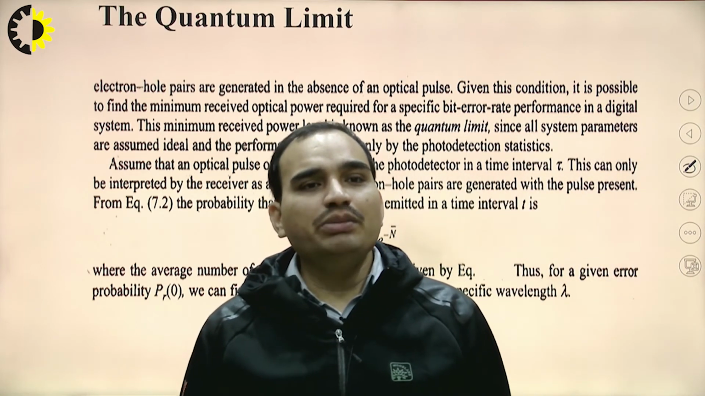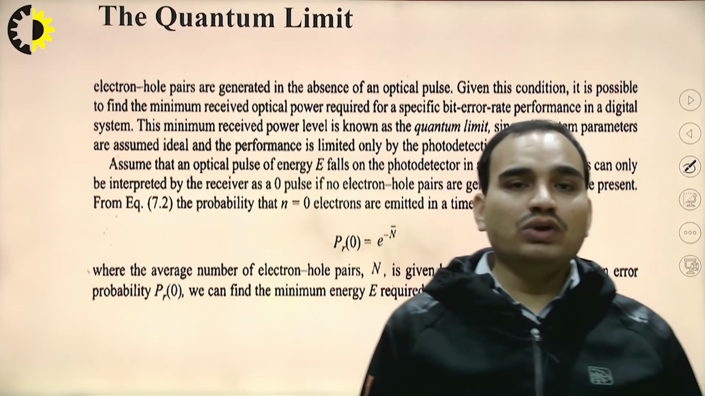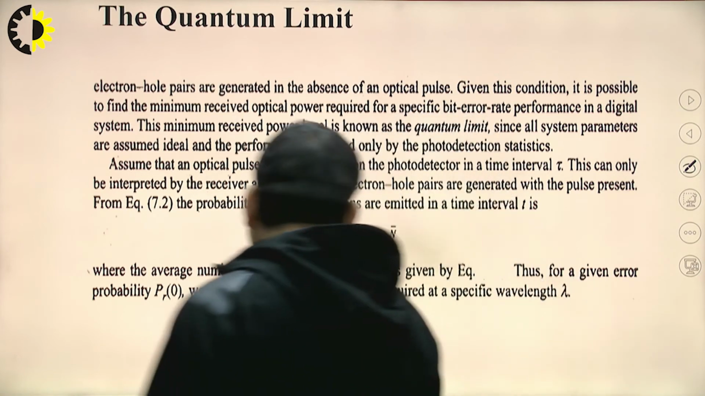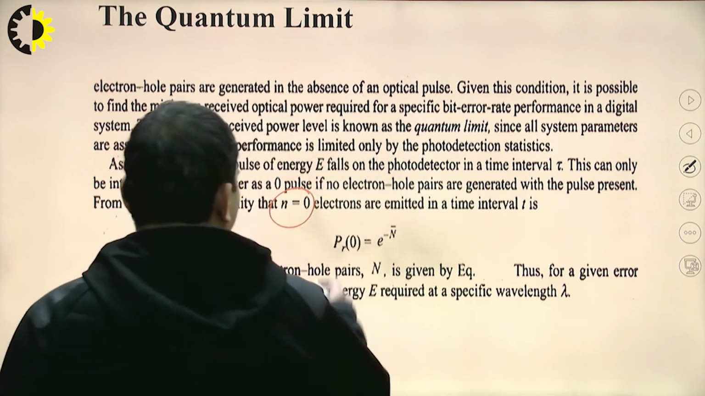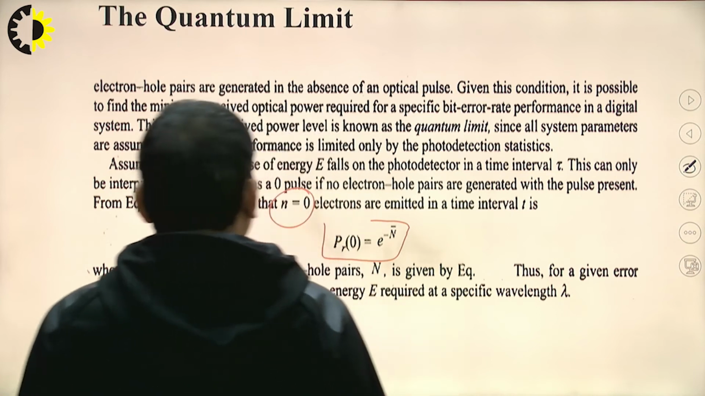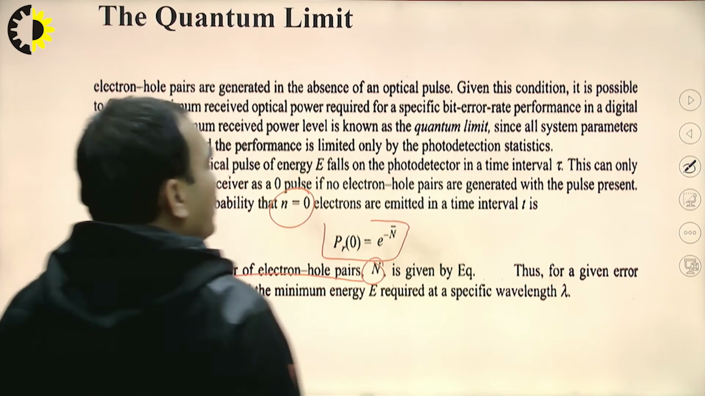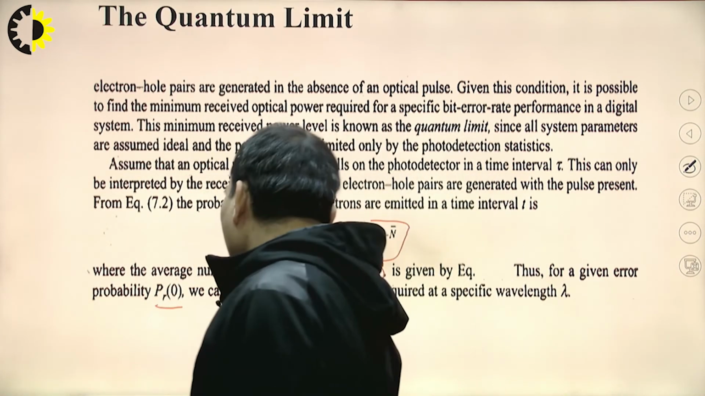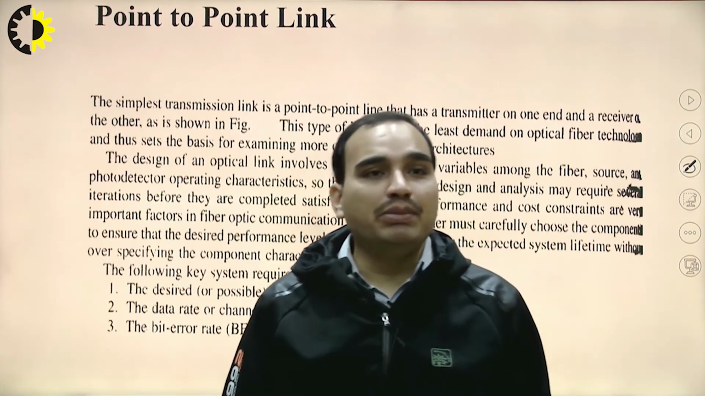This can only be interpreted by the receiver as a 0 if no electron hole pairs are generated with a pulse present. So we have the probability that n equals 0 electrons are emitted in a time interval t, that is given by PR of 0 equals e raised to power minus n bar, where n bar is nothing but the average number of electron hole pairs. So for a given probability of error, that is PR of 0, we can find the minimum energy E required for the specific wavelength, that is given by lambda.